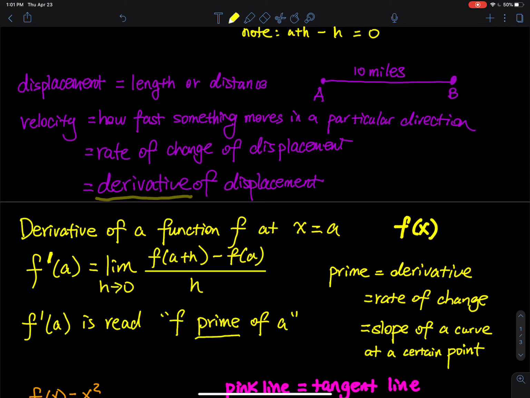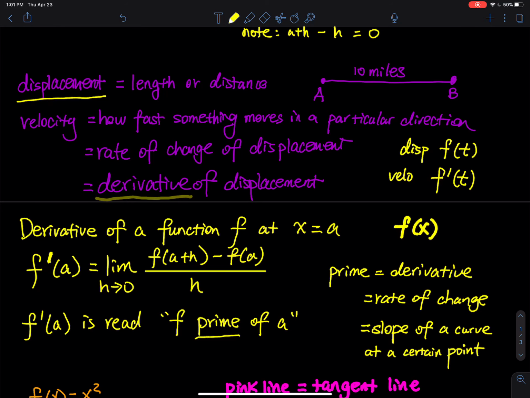Again, the notation is called prime. Prime means derivative. Derivative means rate of change. Rate of change means the slope of a curve at a certain point. So we have displacement. Displacement is a function. Let's say you have function f, and then you can find your distance at time t. So instead of x, we are using t. And what about velocity? Velocity is you take the derivative of the displacement function, and you treat t as an independent variable. I'm going to show you how to do it in another video.